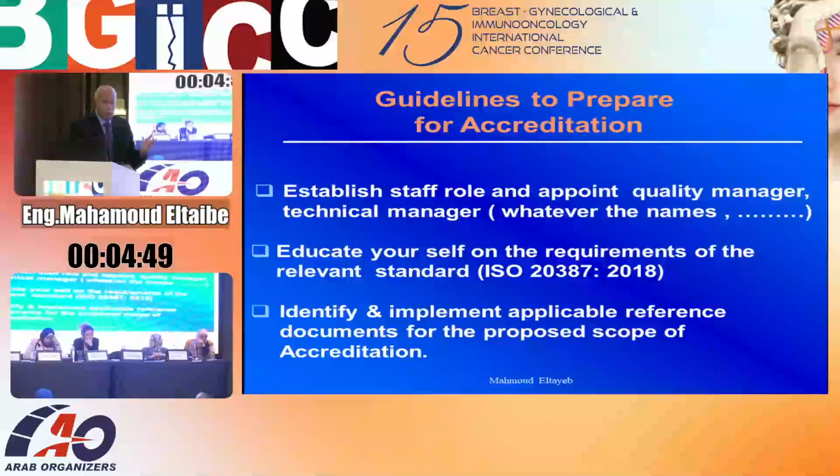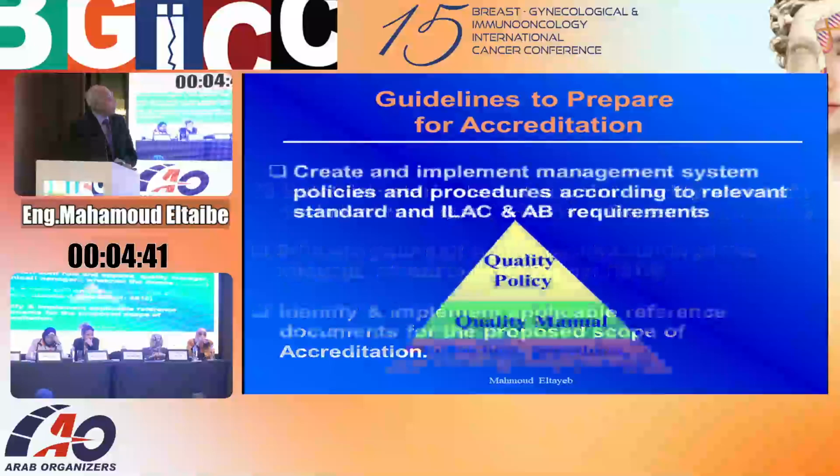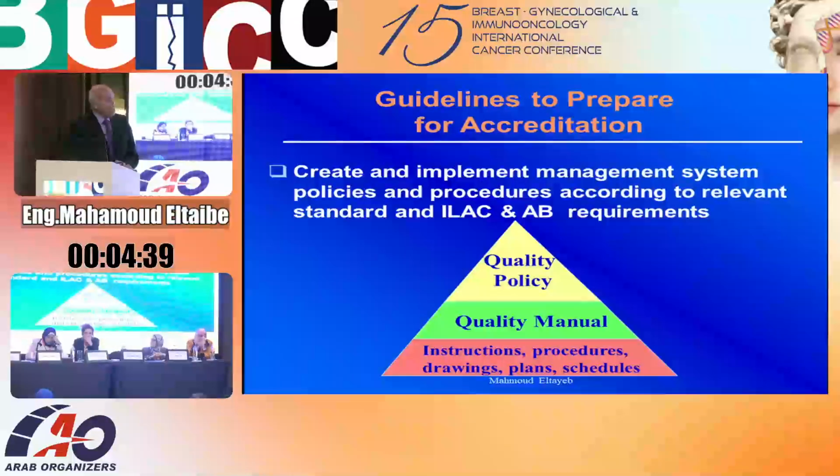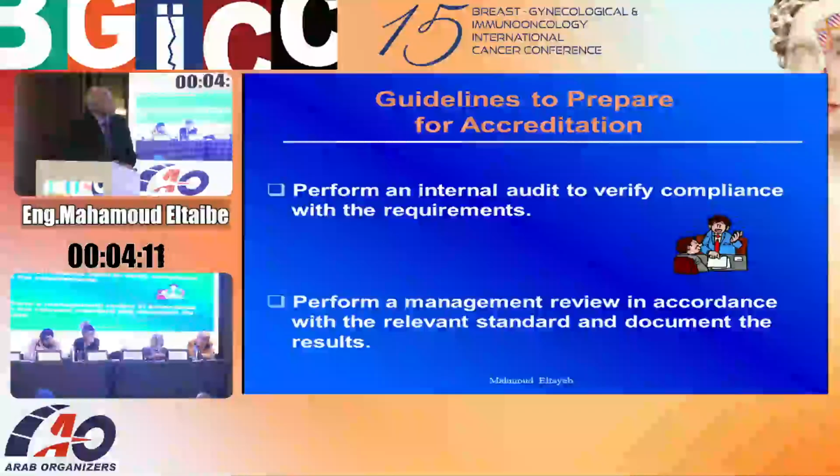You have a lot of documents for risk management, for validation, for verification, for sampling, and other reference documents. Then create your management system. Start with the policy, which is just the policy of the biobank. Then the quality manual. I understand that the standard does not require a quality manual, but normally, from practice, it includes reference to all management system documentation. Then you need to implement your instructions, procedures, drawings, plans, schedules, and records, which are the management system documentation.